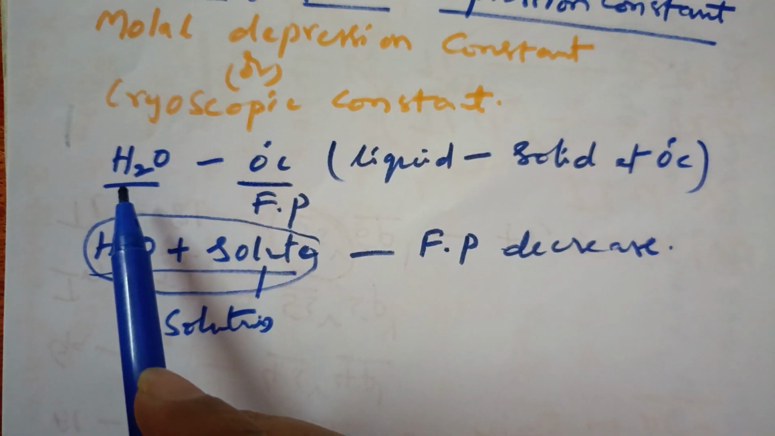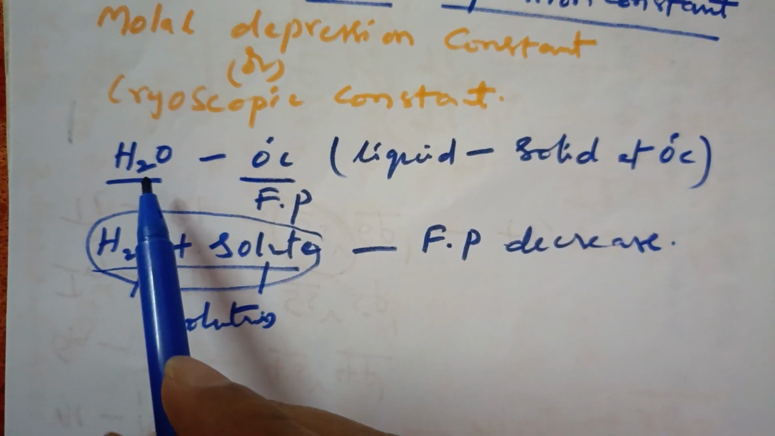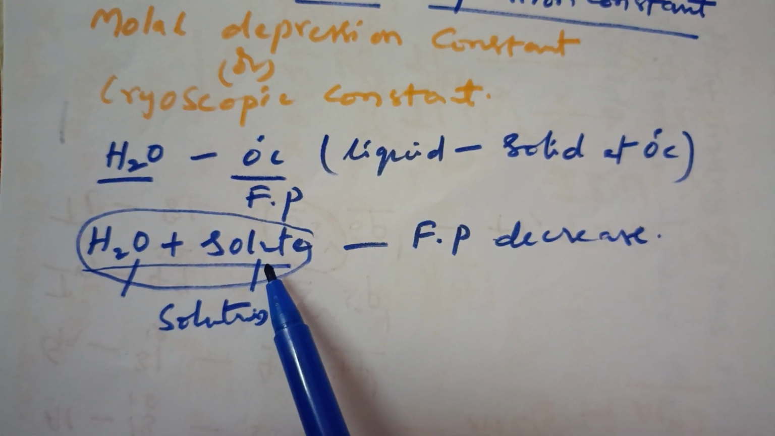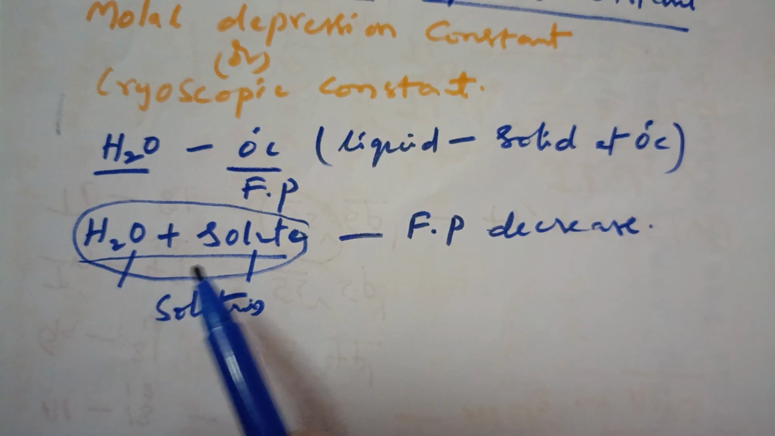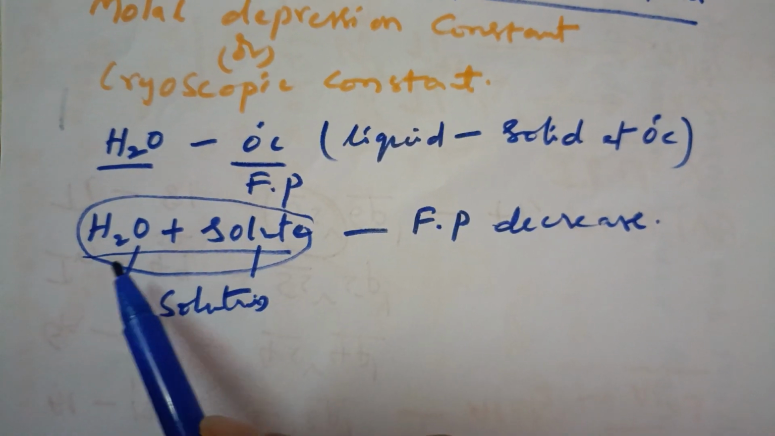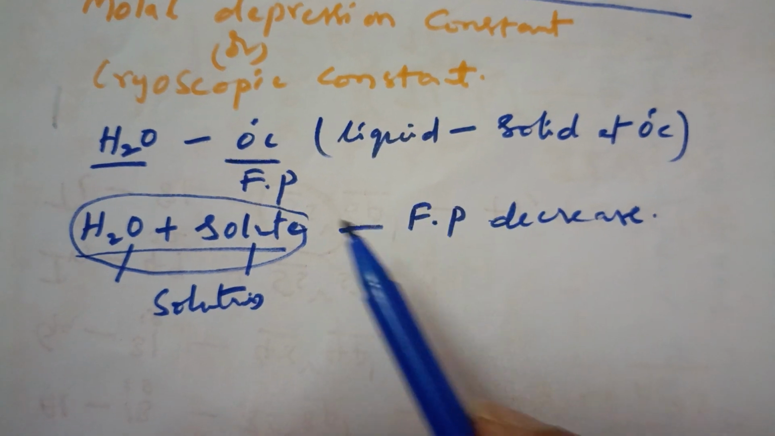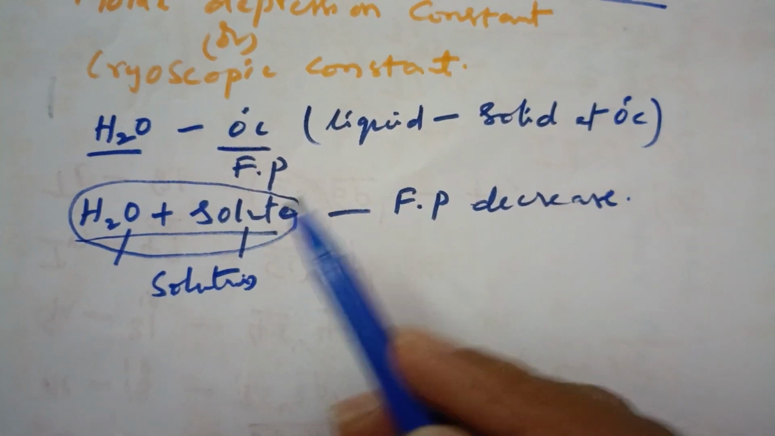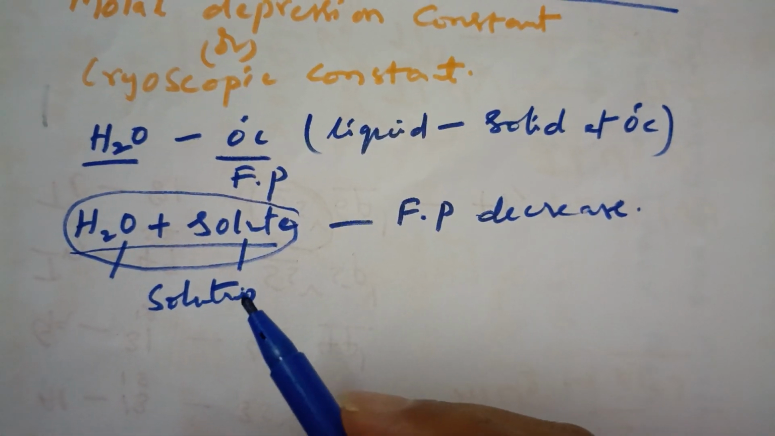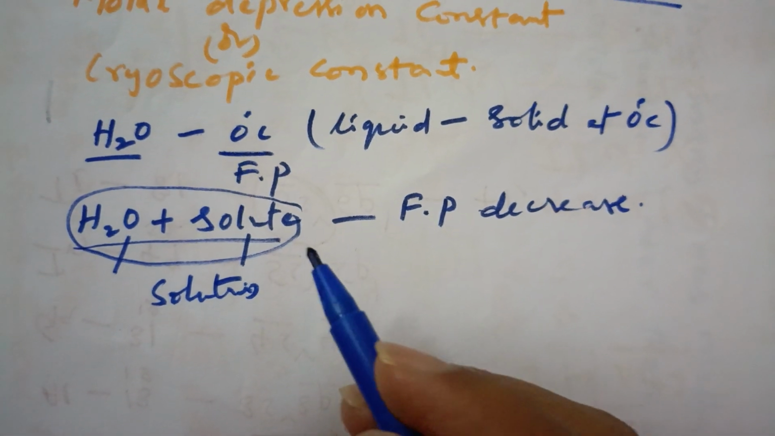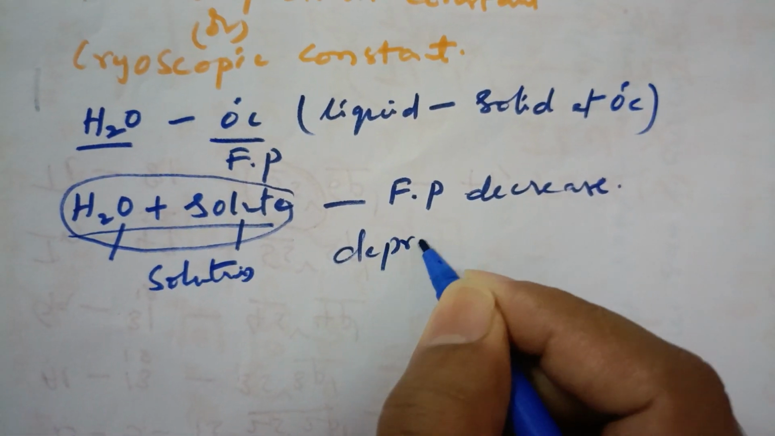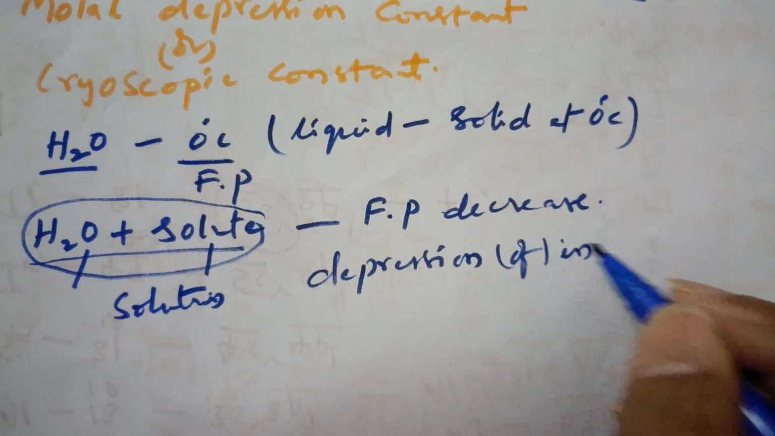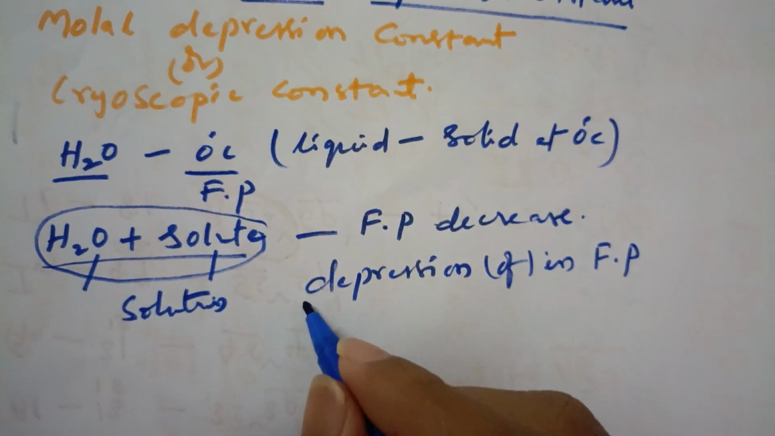If you take pure solvent, pure water has freezing point 0 degrees centigrade. Suppose you add a solute like sodium chloride or any solute, then the freezing point of that pure solvent will decrease. That means it gets a freezing point less than 0 degrees centigrade. This decrease in freezing point is called depression in freezing point.